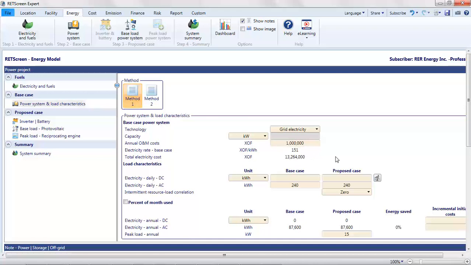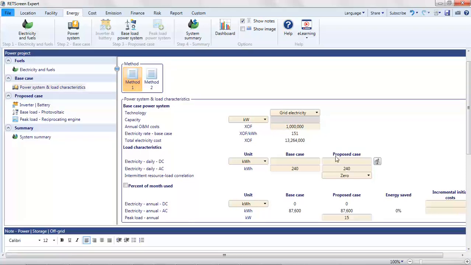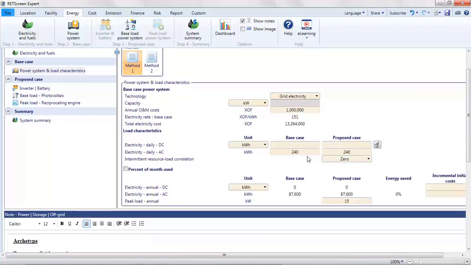In reality, refining this estimate would be the job of the analyst, but note that O&M currently accounts for less than 10% of the total annual electricity cost in the base case, which is dominated by the cost of grid generation and transmission. So unless O&M costs are much larger than my guess, they won't much affect the analysis. For both the base case and the proposed case, the load is 240 kilowatt hours per day AC. If I had done an analysis for the village and found that the load was larger or smaller than this, I could adjust this.